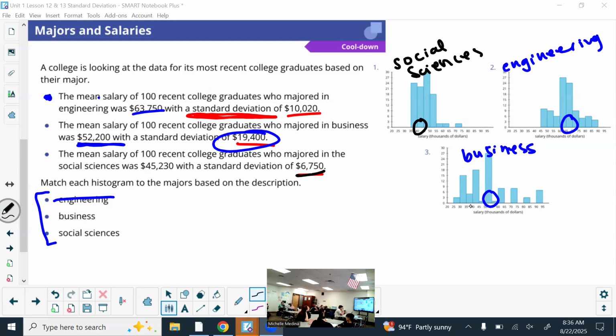Now for the others, like the business, why do you think that this major is more spread out? Like in the real world. Why do some business majors make around 25,000 and others make around 90,000? What could possibly lead to that? So this is the learning target where you attach it to the real world.